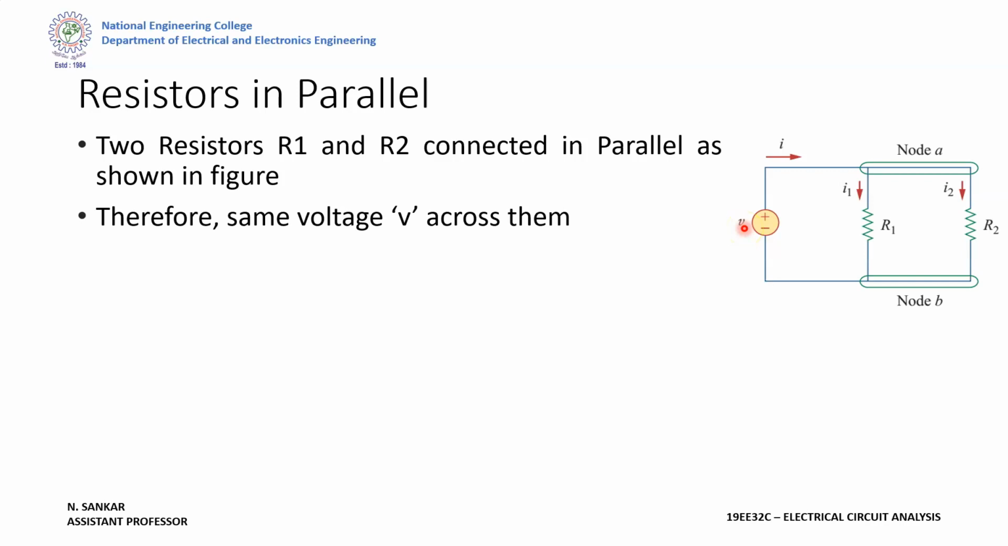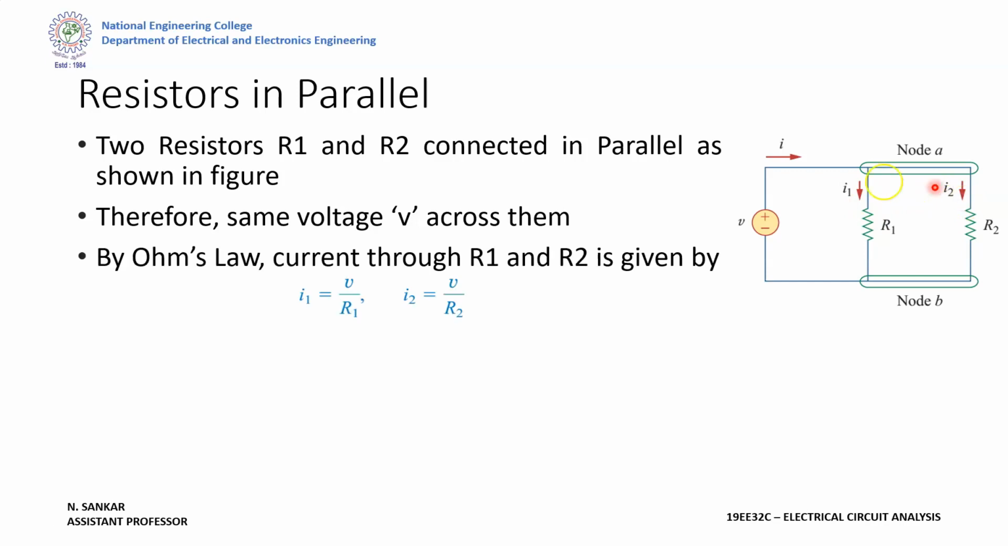So now our aim is to apply Kirchhoff's current law. In series we applied Kirchhoff's voltage law. Here we are going to apply Kirchhoff's current law at node A. If you apply Kirchhoff's current law at node A, the incoming current is equal to the outgoing current. Here the incoming current is small I and the outgoing currents are I1 and I2. So the formula will be I is equal to I1 plus I2.